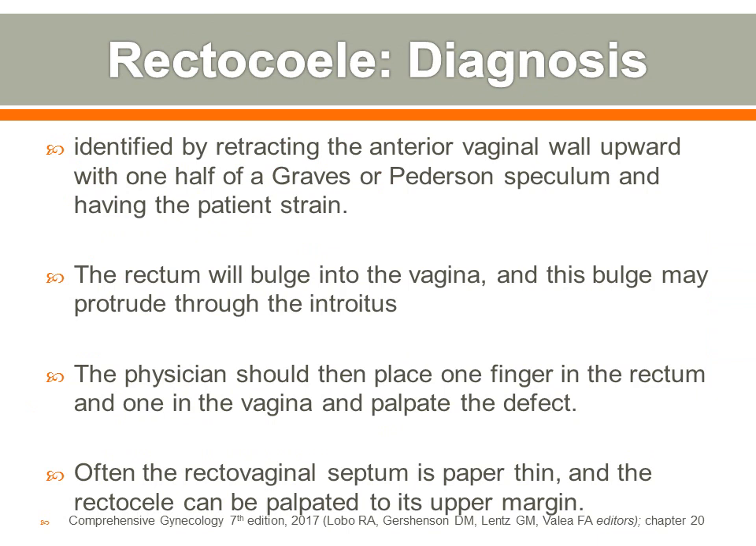To diagnose rectocoele, this is identified by retracting the anterior vaginal wall upward with one half of a Graves or Pedersen speculum and having the patient strain or do the Valsalva maneuver. The rectum will bulge into the vagina and this bulge may protrude through the introitus. The physician should then place one finger into the rectum and one in the vagina and palpate the defect. Often, the rectovaginal septum is paper thin and the rectocoele can be palpated to its upper margin.